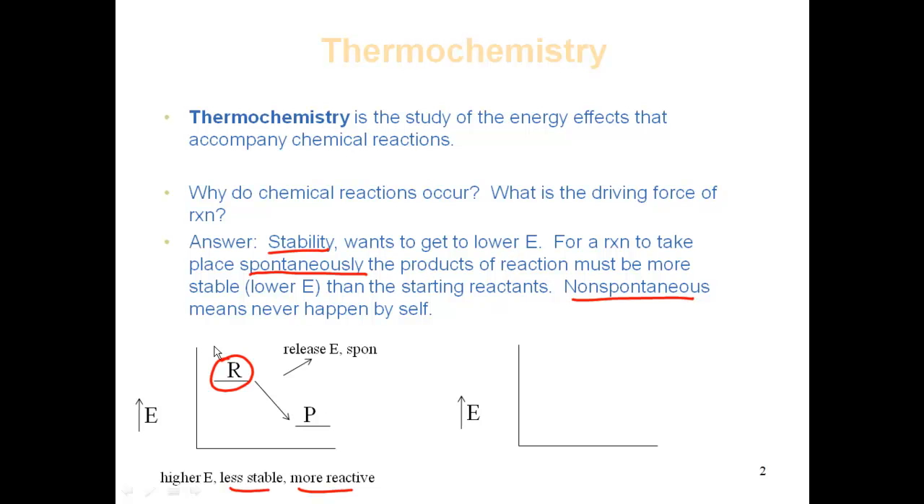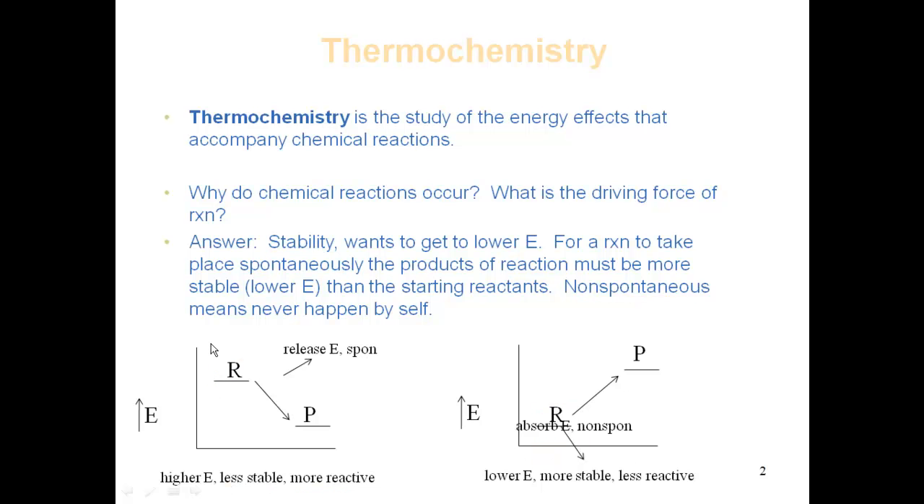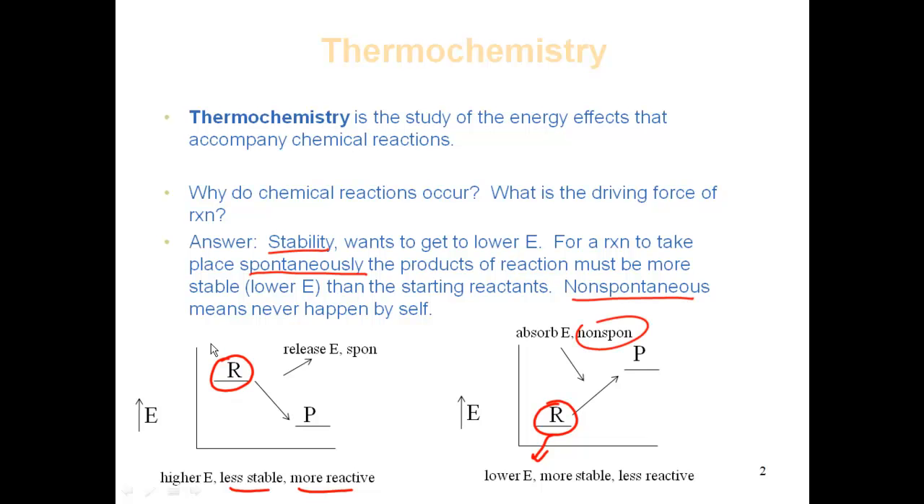A non-spontaneous reaction would be something like this, where I have reactants going to products. My reactants here are at a lower energy, okay, therefore they're more stable and less reactive. The driving force of reaction is it wants to get stable, it wants to get to a lower state of energy. So these reactants are already at that point. So for it to go from a lower energy to a high energy state, it's going to have to absorb energy from some source to make it happen. That's what we refer to as a non-spontaneous reaction. Basically, for these reactants to get to products, it's going to have to absorb energy from somewhere else to make that happen, which hence is a non-spontaneous reaction.